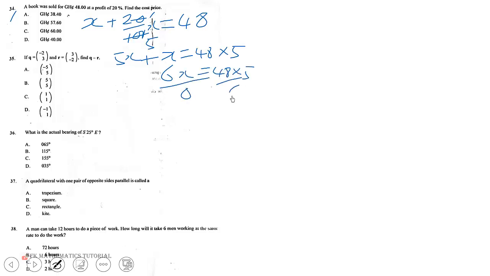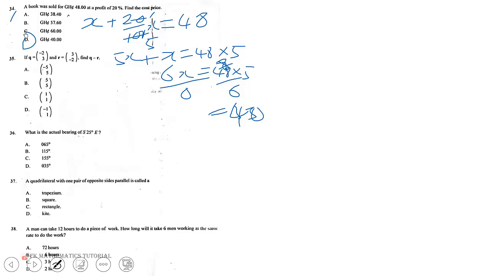Divide through by 6. 6 will go into 48 8 times. So 8 times 5 will be 40. So the correct answer is 40.